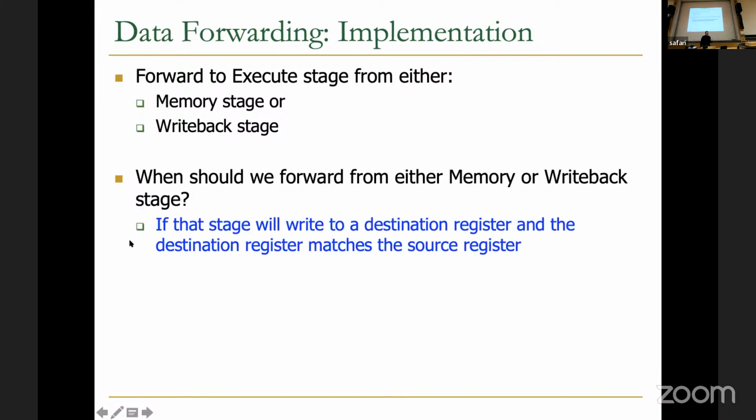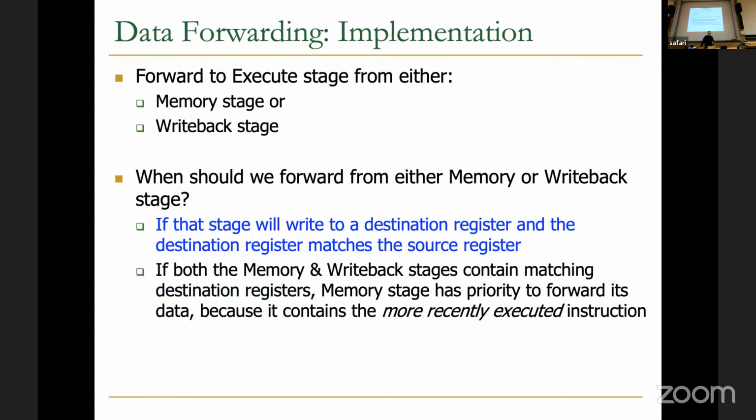So basically we have one important criterion: if that stage will write to a destination register, and the destination register matches the source register of future instructions, then you are going to have a read-after-write dependency. You need to communicate these results such that you can proceed. And sometimes both the memory and write back stages contain matching destination registers.